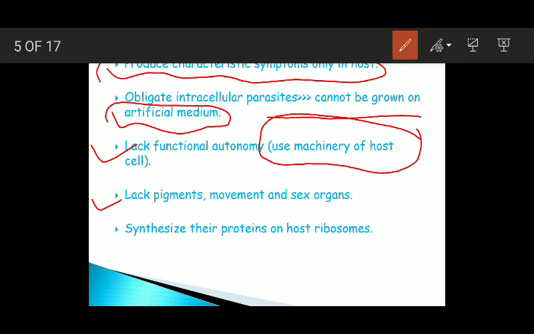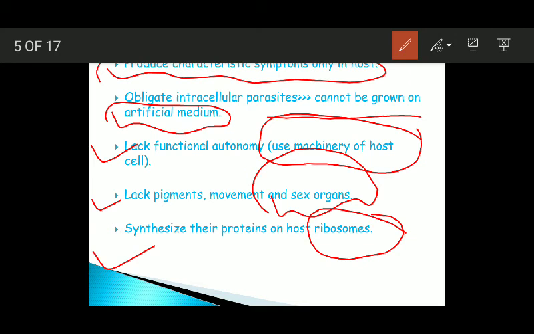They lack pigments. They don't have any locomotory organs, so they don't show locomotion. They don't have any organs which will assist them in movement, and they also lack sex organs. They synthesize their proteins on host ribosomes. Inside the host cells, they use the host ribosomes to manufacture their proteins.